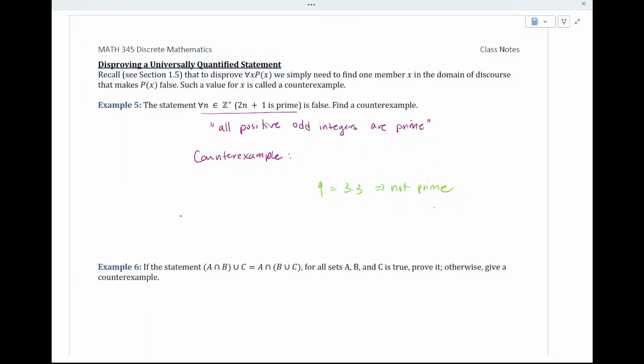So here we go. I'm going to let n equal 4, which is a member of Z plus. So I'm dealing in the domain of discourse. Then 2 times 4 plus 1 is 9, which is not prime. So I could have chosen any of the other examples that I came up with and figured out what value of n leads to that number, which is not prime. So this is indeed false.